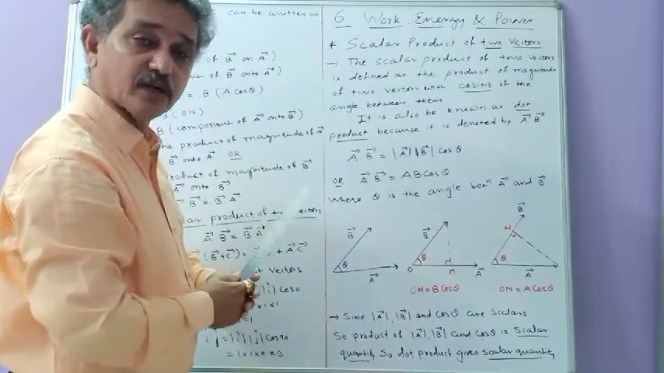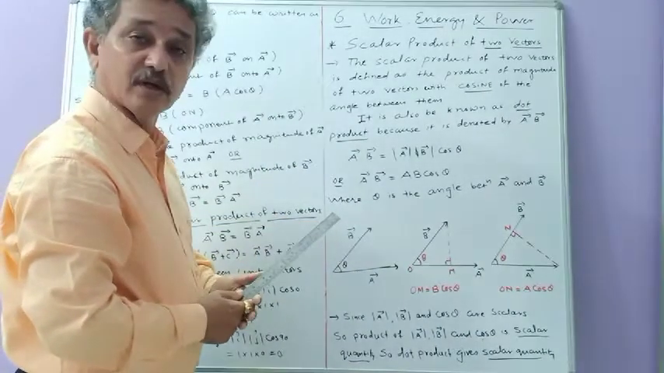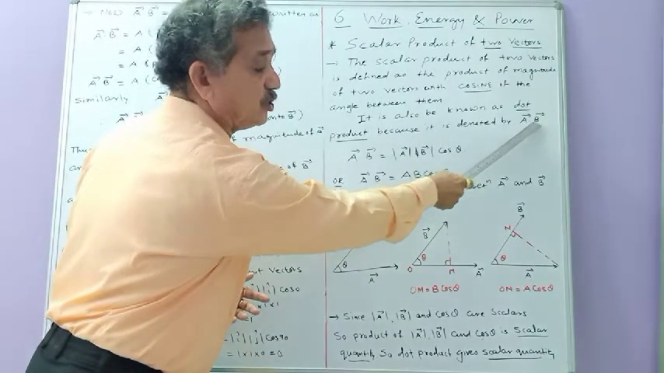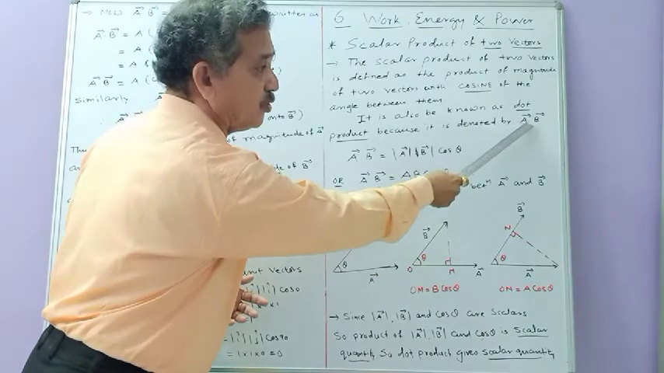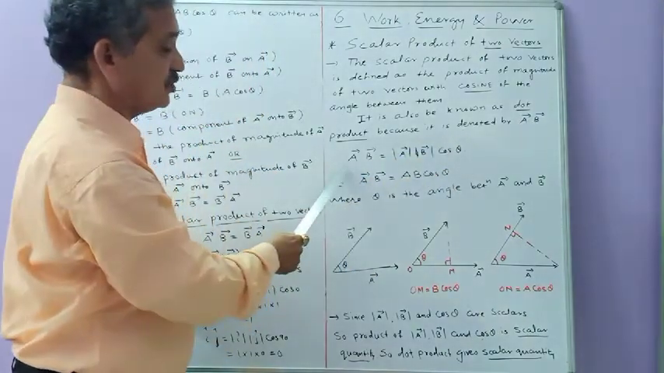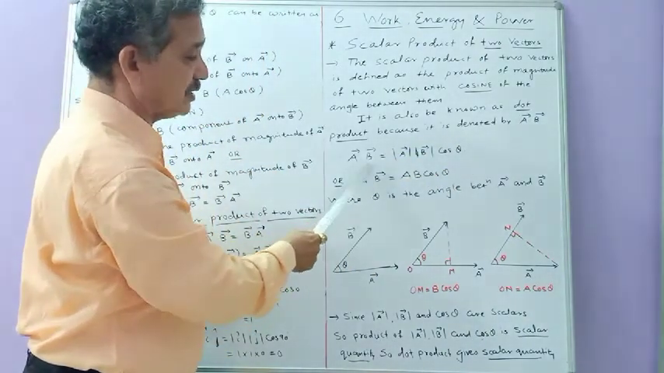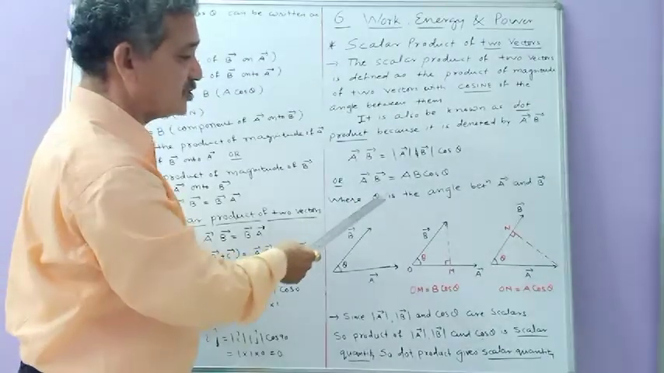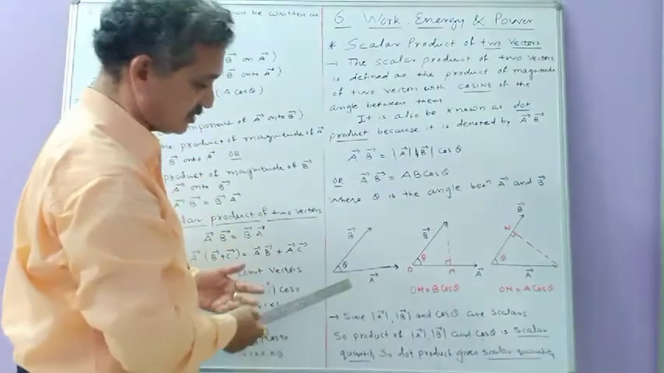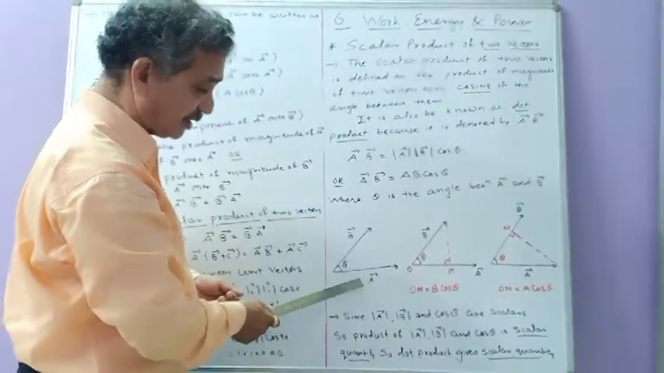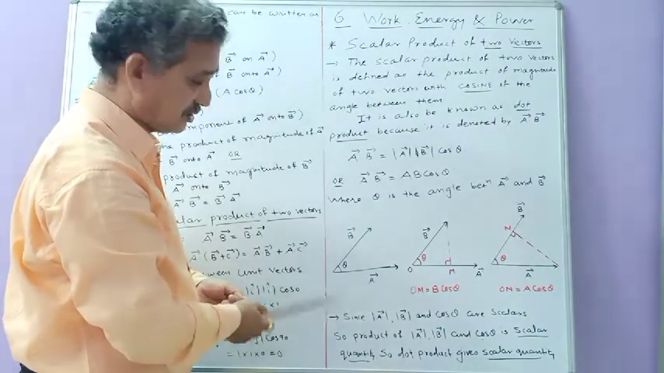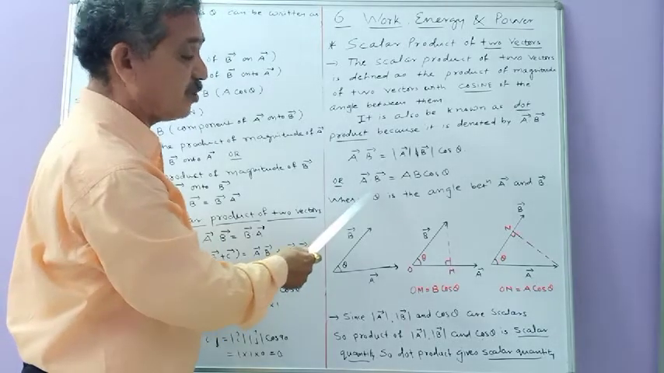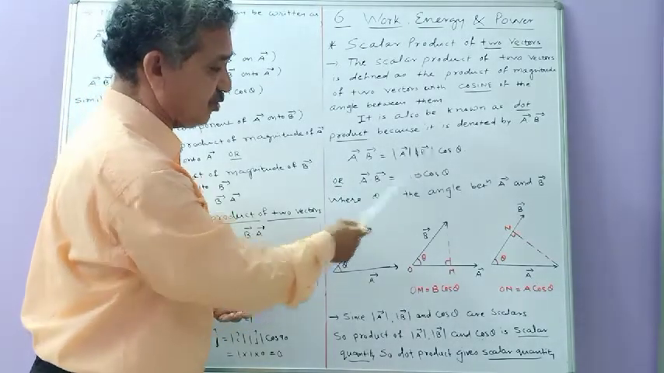Why is it known as dot product? The other name of scalar product is dot product because the scalar product of two vectors is denoted by placing a dot between the two vectors. So A dot B can be read as A dot B. This A dot B equals magnitude of the first vector into magnitude of the second vector into cos of the angle theta between them, where theta is the angle between the two vectors. I have shown here two vectors, one vector A and another vector B, in different directions, with different magnitudes, and theta is the angle between them. This A dot B can also be written simply as AB cos theta.